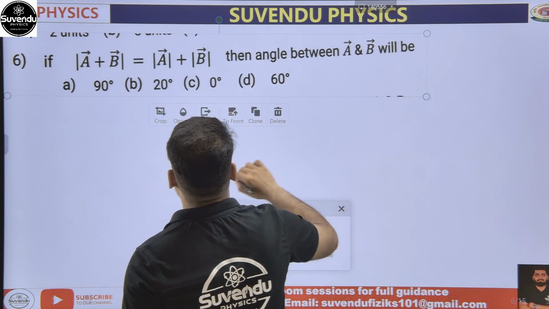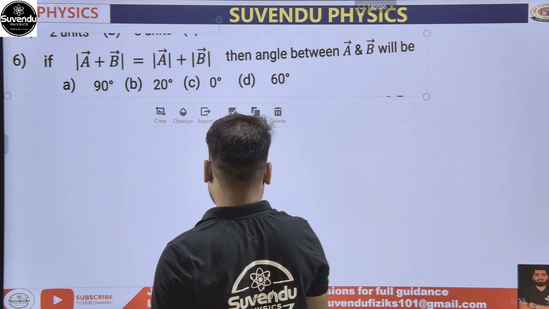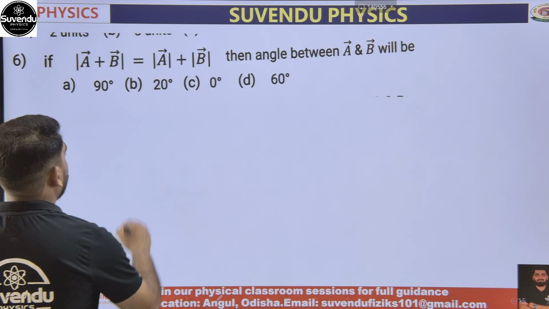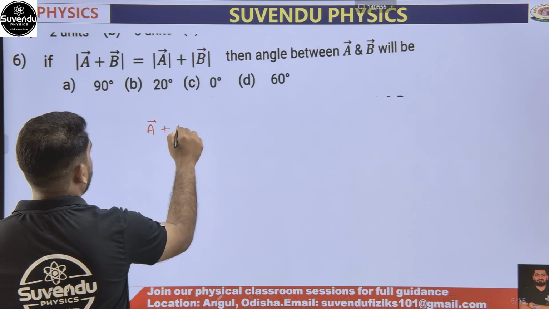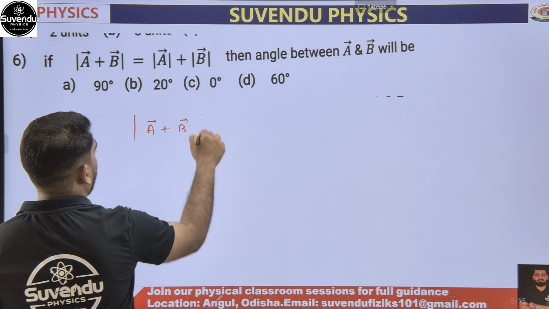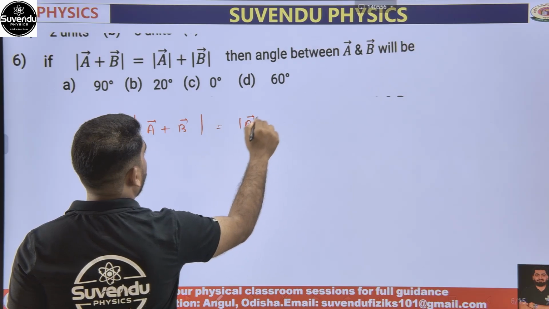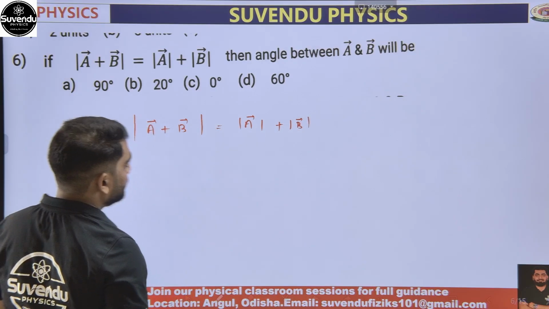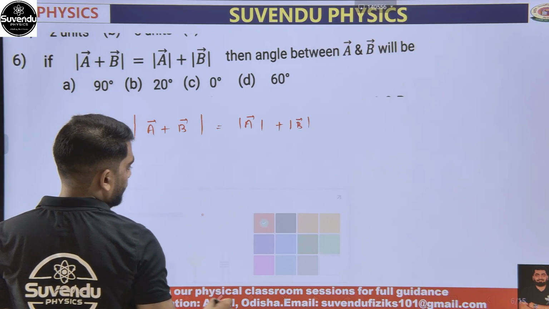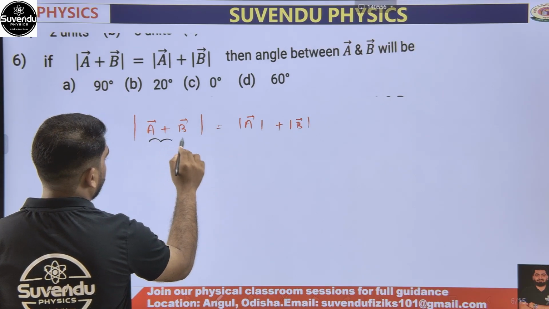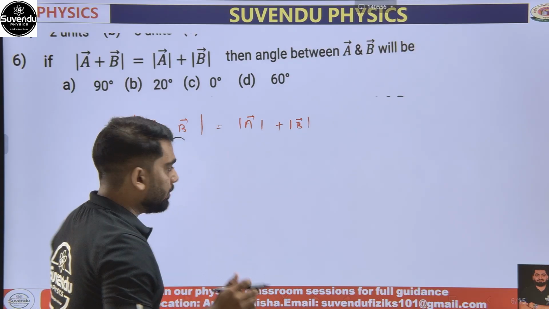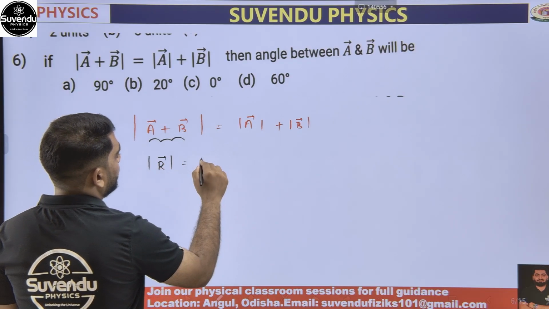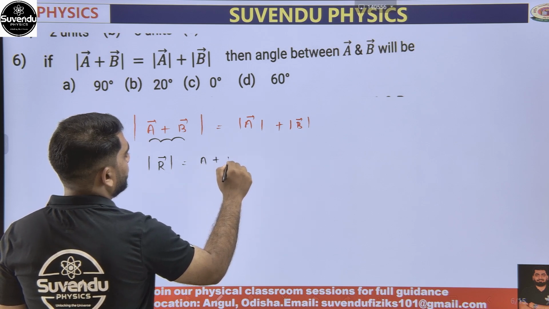The question is: if the magnitude of A vector plus B vector is equal to the magnitude of A vector plus the magnitude of B vector. Given this, we need to observe this question properly. Instead of A vector plus B vector, these are component vectors. That means the addition of both will give us the R vector magnitude. The magnitude of A vector is A, plus the magnitude of B vector is B.